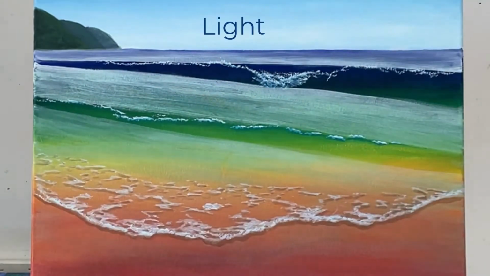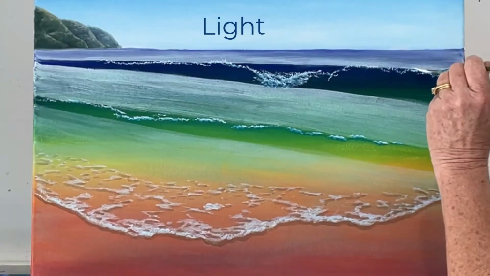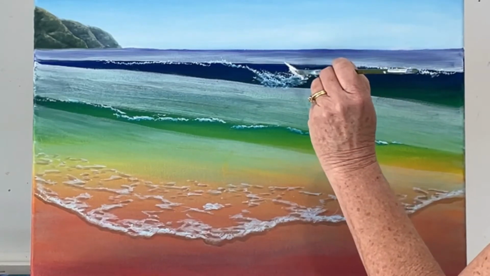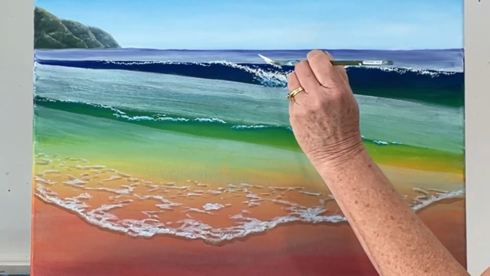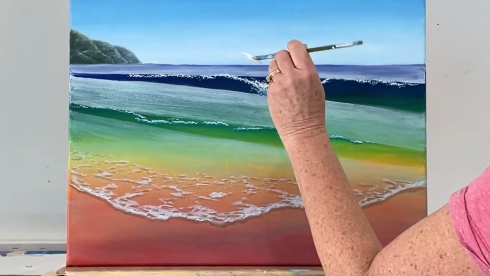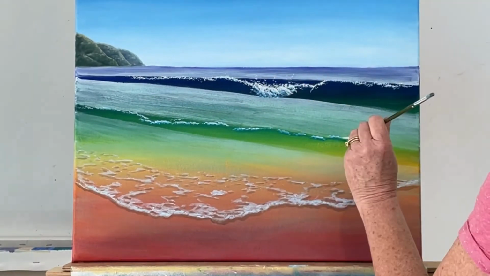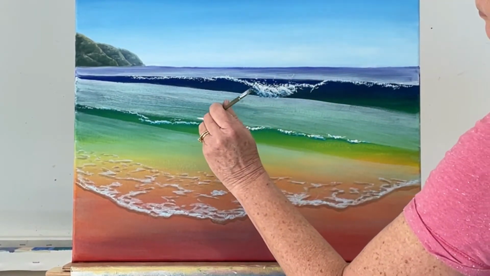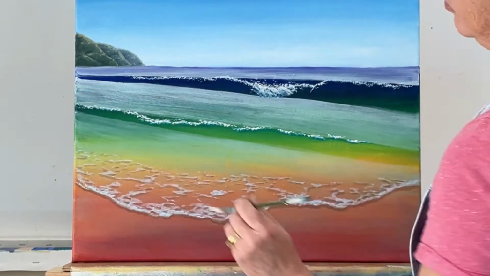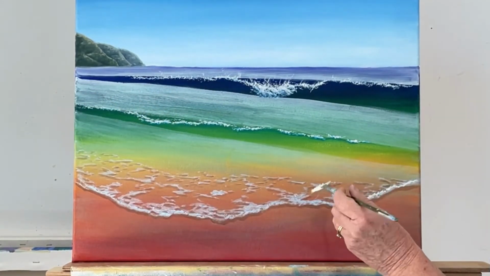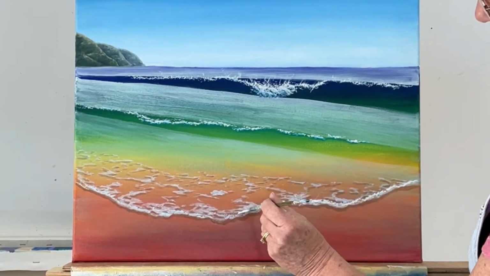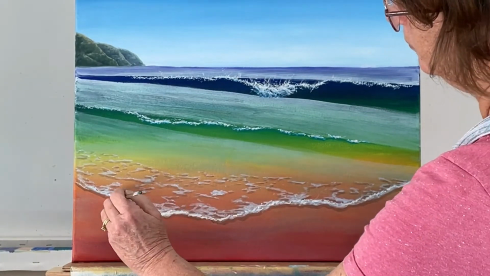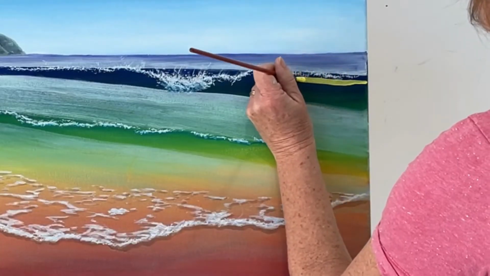Light can be direct, filtered, refracted, or reflected. Direct light would be where the sunlight is hitting this sea foam. For the direct highlights on the foam, I'm using a very pale mix of the yellow and white. And I'm dabbing very gently with my fan brush to show the little bits of spray.